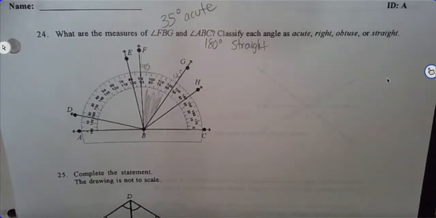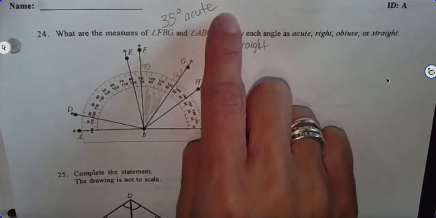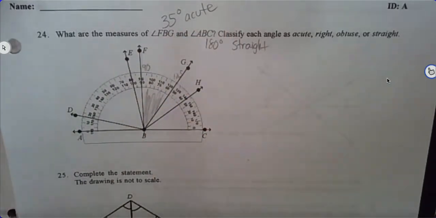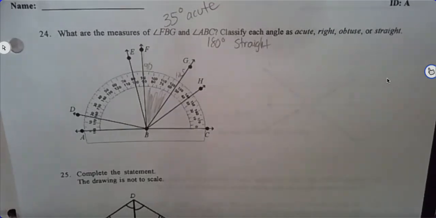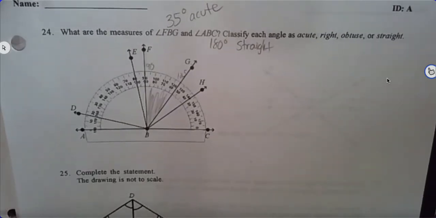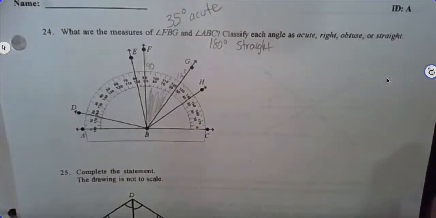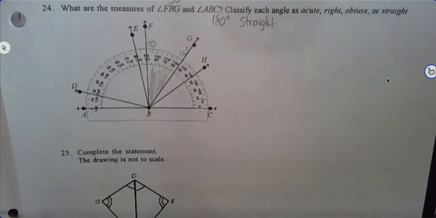And you didn't have to write it. I just wrote it up here like this. You can, or you could just have written it all down right here. So FBG is an acute angle. It was 35 degrees. I need both of those things. Are we ready? Acute. All right.